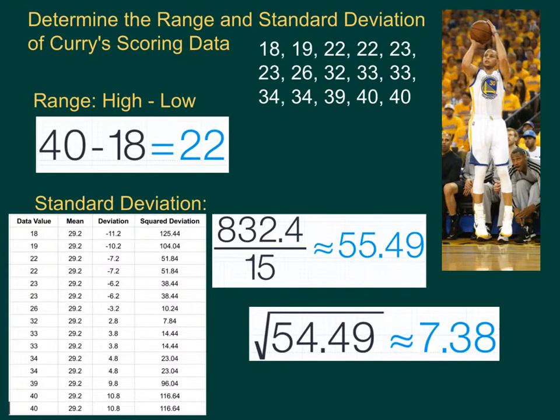Now, what that means is that a typical scoring game for Steph Curry will differ from the mean by about 7.4 points. So keeping in mind that the mean was 29.2 points per game, we would expect that for a typical game, Steph Curry would probably score within 7.4 points of that, so maybe as high as 36 points and as low as 22 points. And I think you can see from the data here that most of the games are within that range.